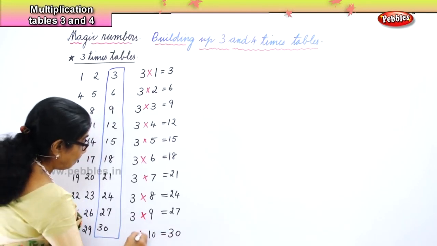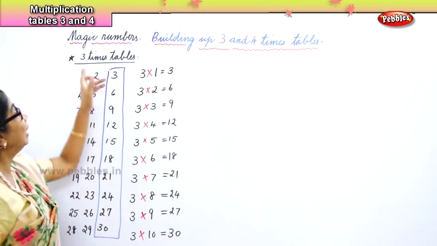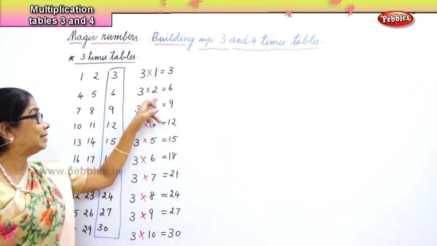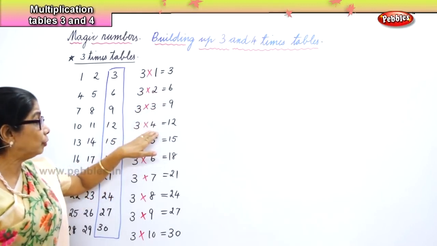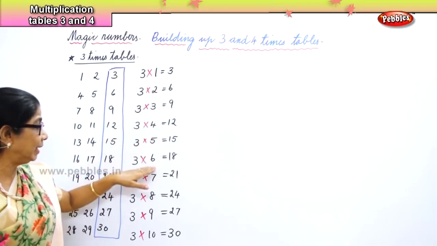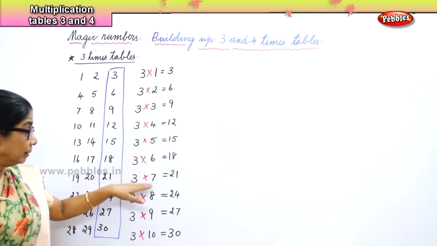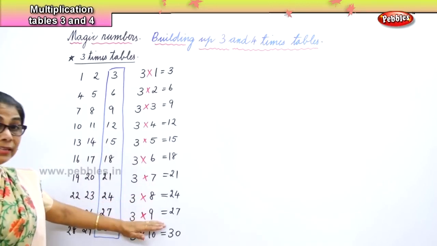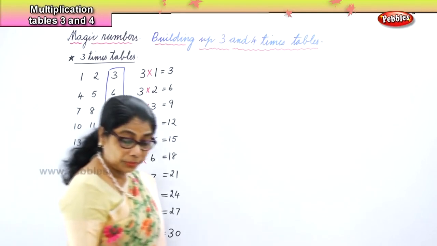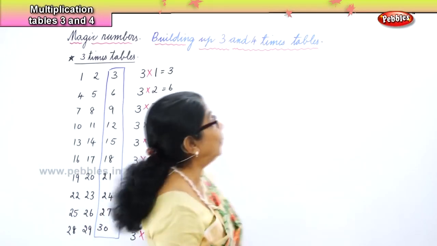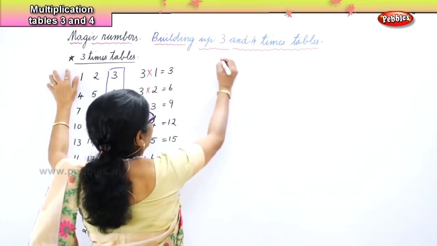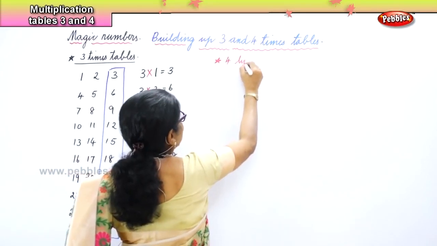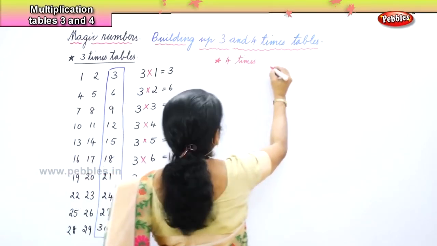This is building of the 3 times table in the magic numbers. So let's read it. 3 ones are 3, 3 twos are 6, 3 threes are 9, 3 fours are 12, 3 fives are 15, 3 sixes are 18, 3 sevens are 21, 3 eights are 24, 3 nines are 27, 3 tens are 30. Now what are we going to do? We are going to build the 4 times table.